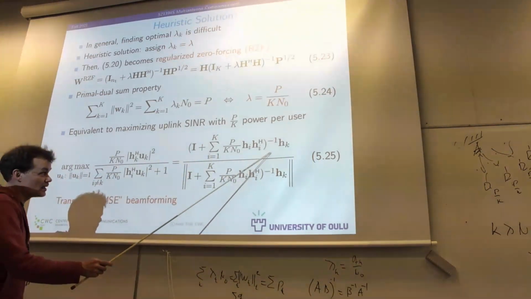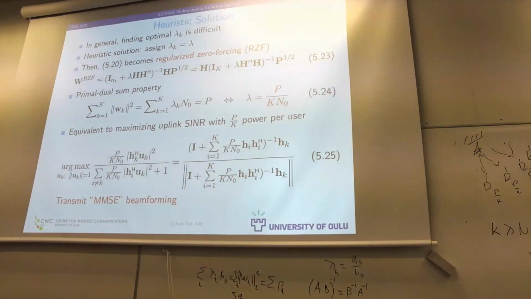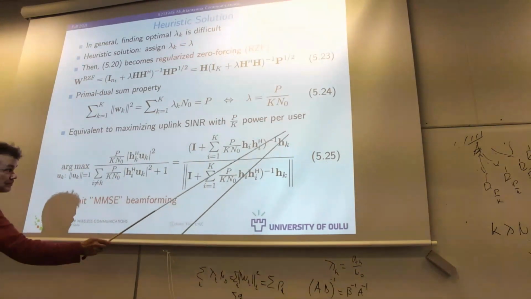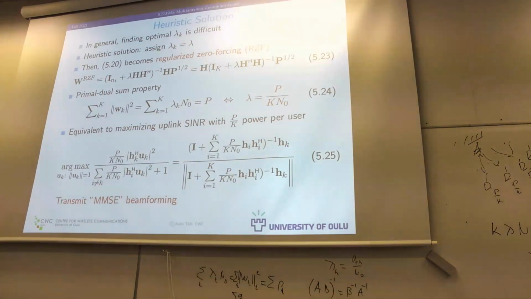And as a result that can be interpreted as equivalent to uplink MMSE receiver. So now we are using normalized uplink MMSE receiver as our transmit beamformer. That's why we call it transmit MMSE beamformer.